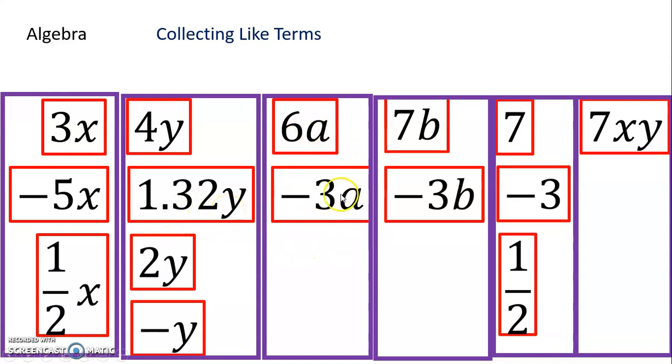Here are all of the a's. These are all of the b's. These are like terms. And these are the constants. There is no variable involved here. And these are all like terms because they are all a constant. This is the odd one out on its own, 7xy. It has an x, but it isn't part of this group. It has a y, but it isn't part of this group. It's a separate type of term altogether, 7 multiplied by x multiplied by y.